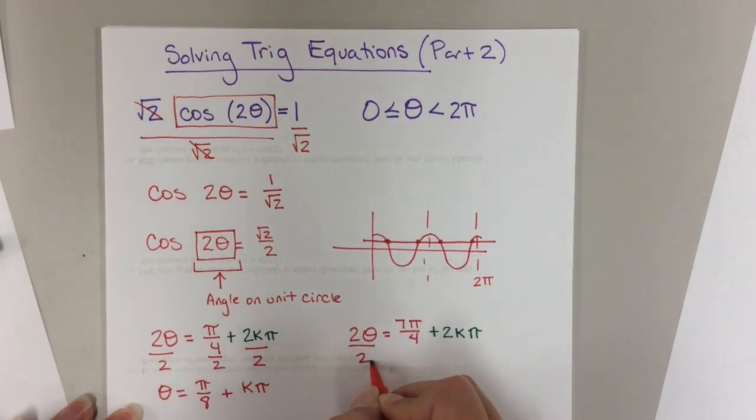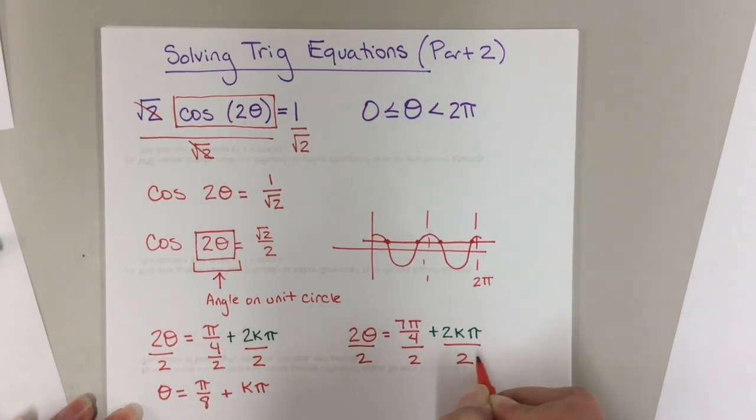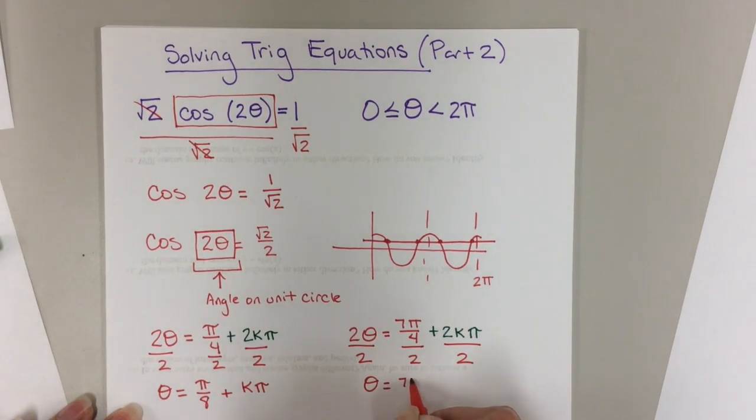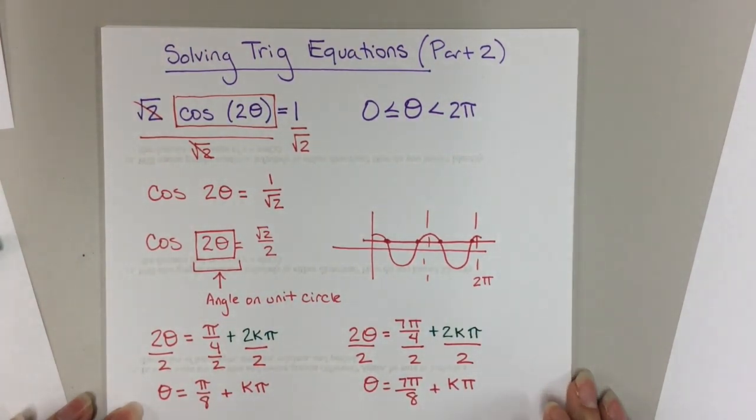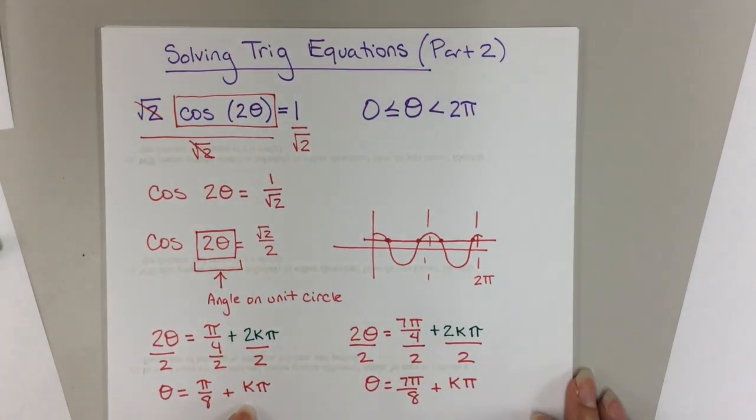And over here, let's do the same thing. We're going to divide by 2. And so theta equals 7 pi over 8 plus k pi. Okay, so let's find the first solution. And how do we do that? We plug in 0 here.